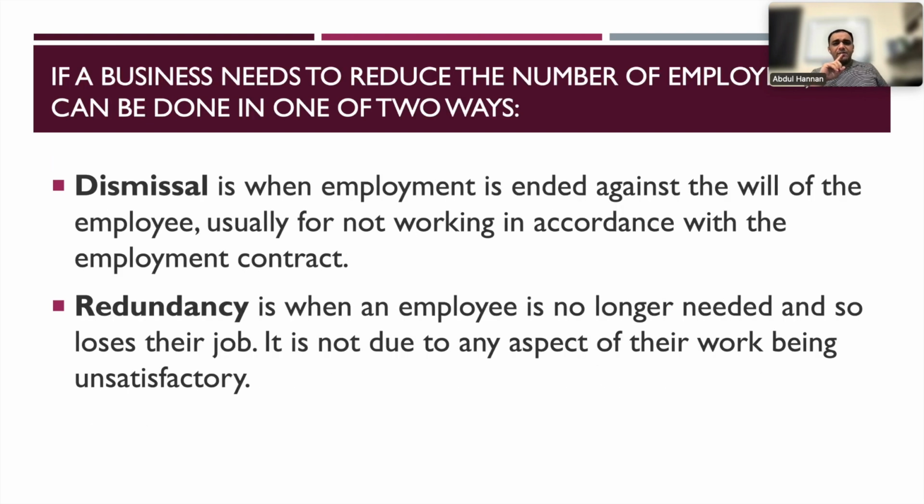Now, if a business needs to reduce the number of employees, it can be done in one or two ways. The two ways are basically dismissal and redundancy. Dismissal is when employment is ended against the will of the employee, usually for not working in accordance with the employment contract. So dismissal is when the employee is not following the contract, and he will be kicked out of the organization. Redundancy is when the employee is no longer needed. He has potential, he is skilled, he is very good, but I don't need him. This is redundancy, and he loses his job. It is not due to any aspect of their work being unsatisfactory. Their work is very good. They are very good people, but still the organization doesn't want them.